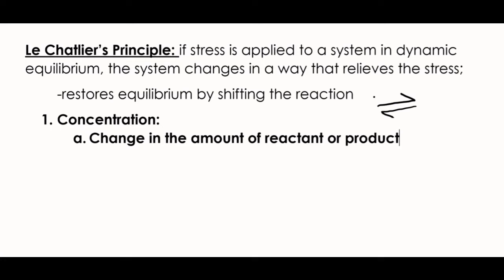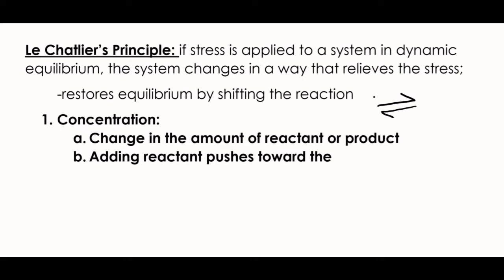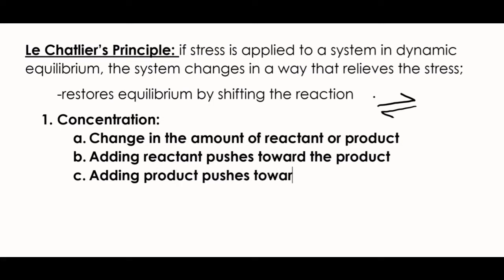So if we add some reactant, that's going to push it to make more product. That means it's going to shift towards the product. That's in the forward direction. If we add some product, then it's going to shift towards the reactant side. That's the reverse direction.